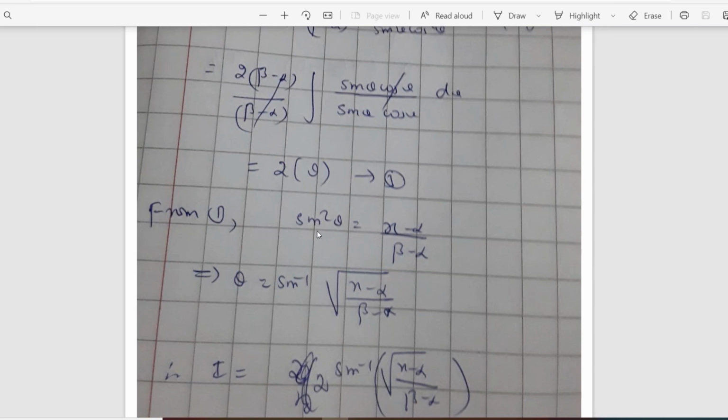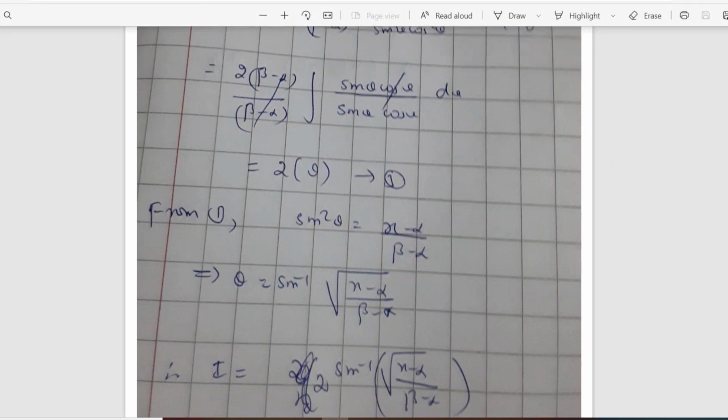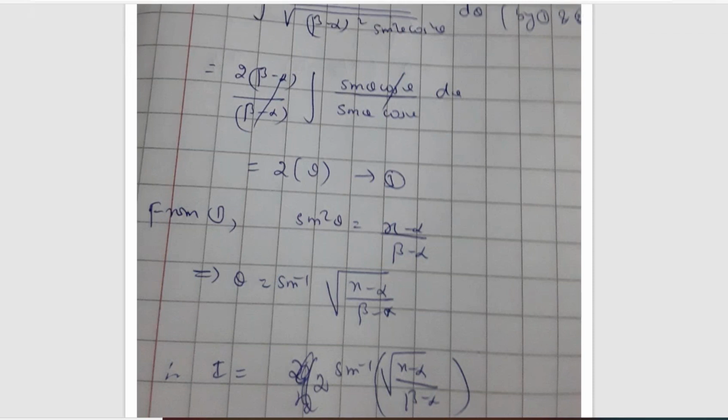Now we have to replace theta in terms of x. Already we have got the values of x minus alpha and beta minus alpha. So sin square theta is x minus alpha by beta minus alpha. From this we can find the value of theta. Sin theta is square root, so theta is sine inverse of square root of x minus alpha by beta minus alpha. Substitute it here. So 2 times sine inverse of square root of x minus alpha by beta minus alpha, plus C. This constant of integration is C. So this is the final answer.